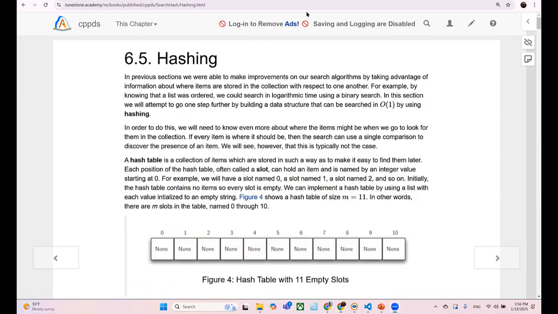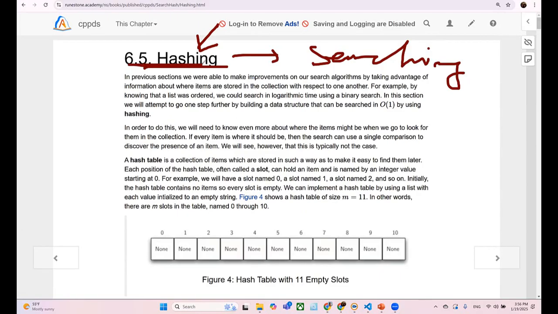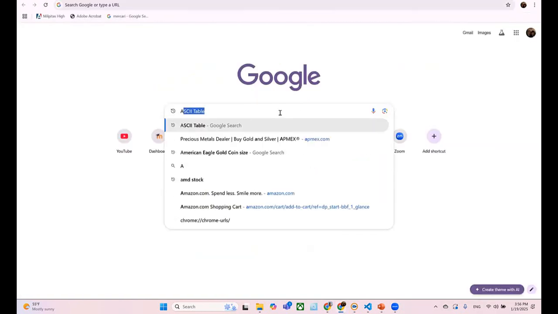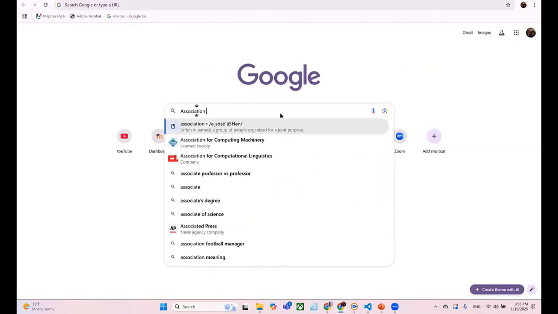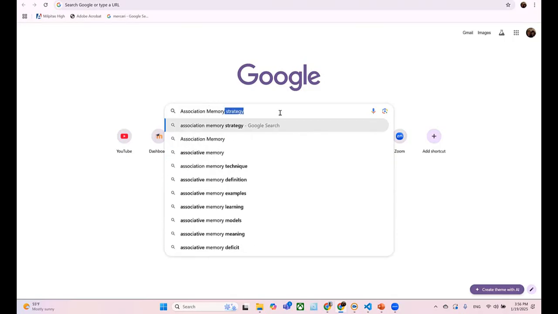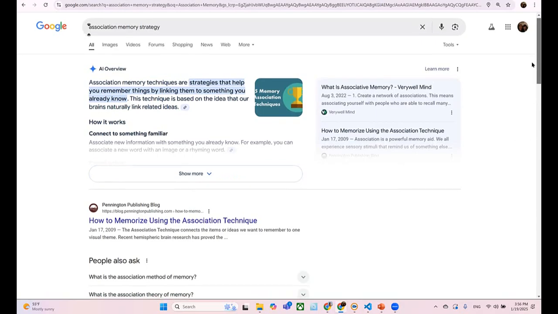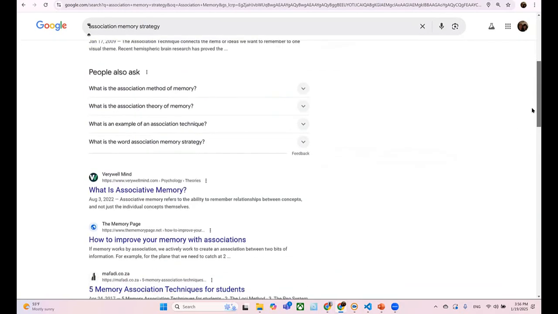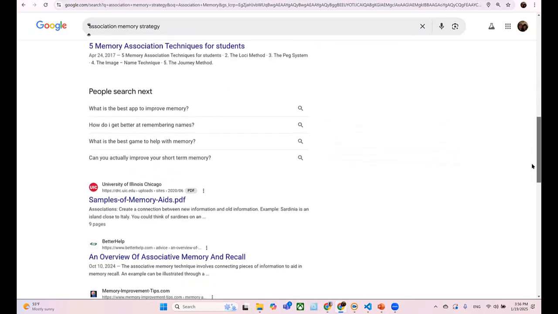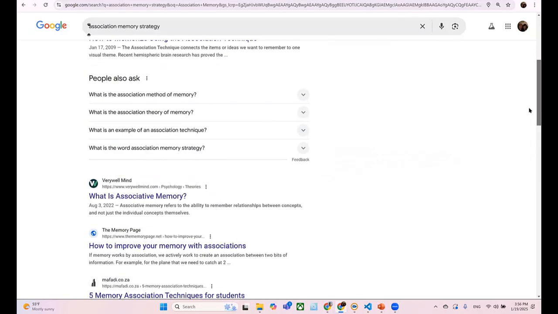So hashing is a replacement for searching. Basically, this is called associative memory. You can search associative memory and you can see a lot of things on it.